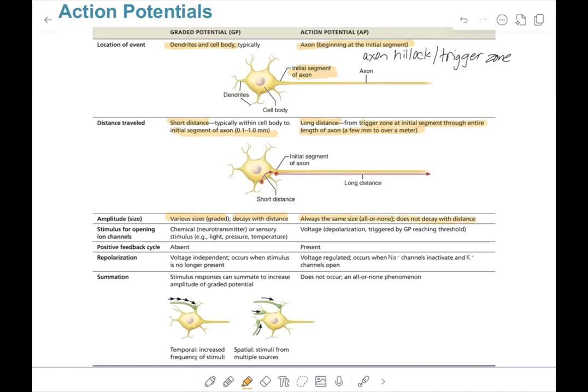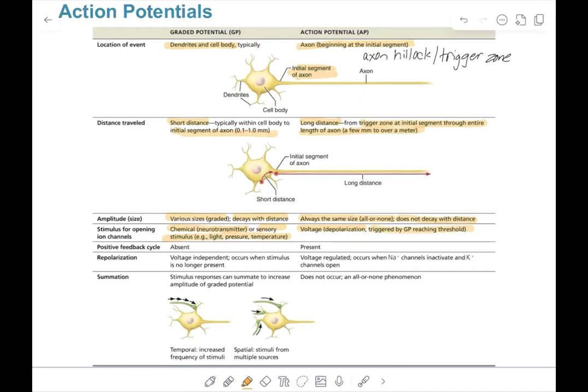The stimulus for opening the ion channel in graded potentials is a chemical like a neurotransmitter, or there could be a sensory stimulus like light, pressure or temperature, producing a graded potential. In action potentials, it's a voltage gated channel. So there's depolarization, and it could be triggered by multiple graded potentials, which we're going to see coming up, which is the concept of summation.